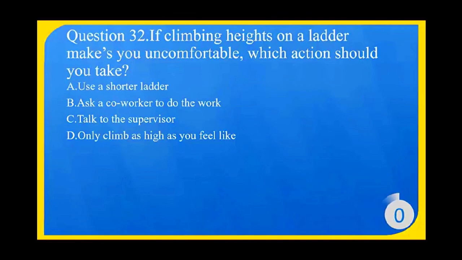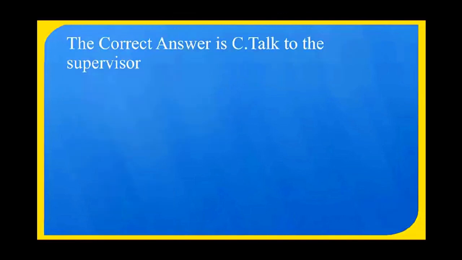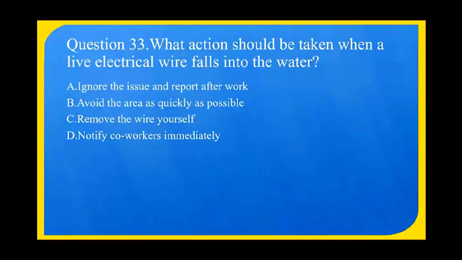The correct answer is C. Talk to the supervisor. Question 33. What action should be taken when a live electrical wire falls into the water? A. Ignore the issue and report after work. B. Avoid the area as quickly as possible. C. Remove the wire yourself. D. Notify coworkers immediately.